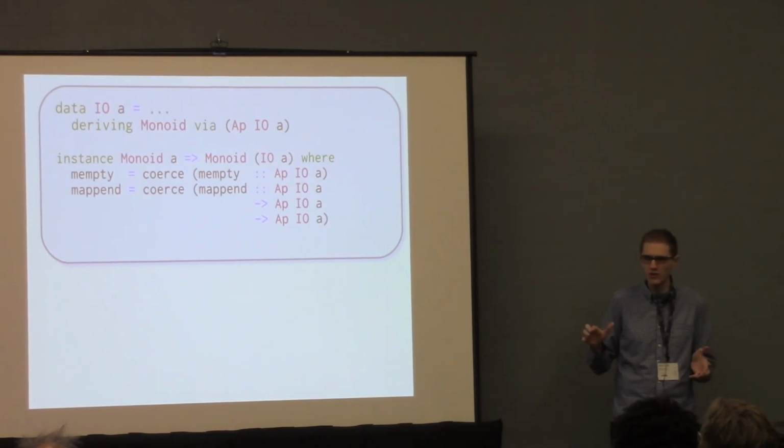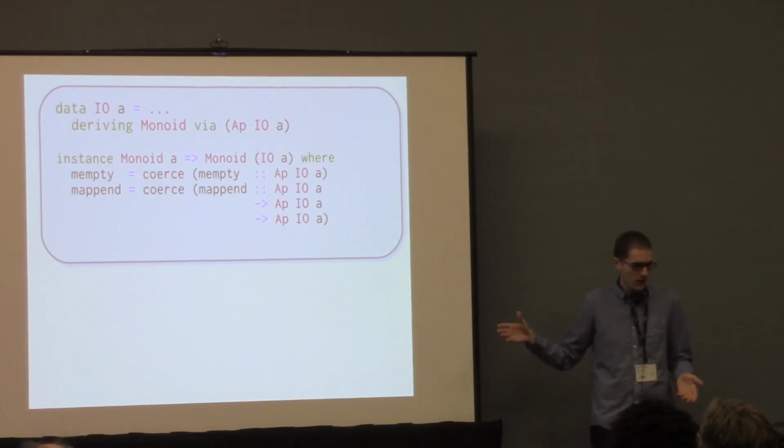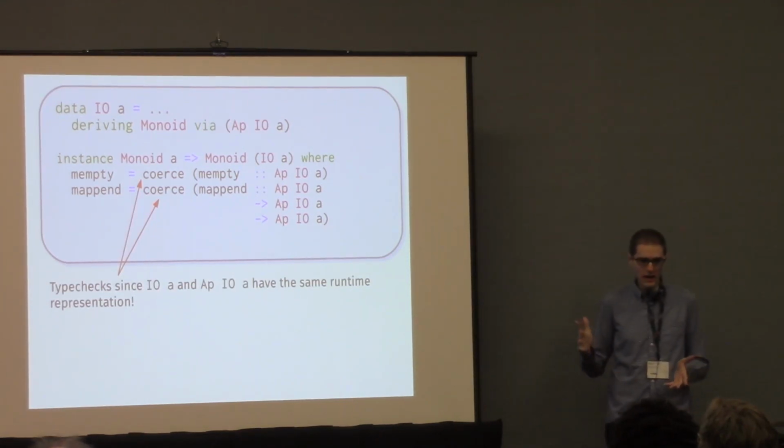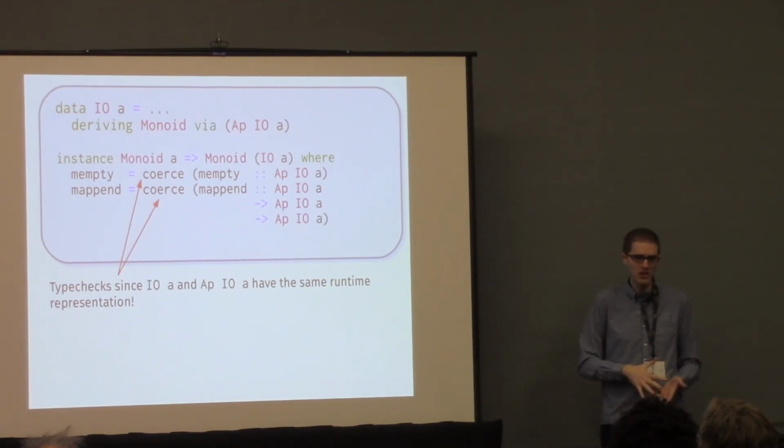Instead, all we have to do, when implementing mappend, is call mappend at the type after via, which is App IOA, and then use coerce to cast that to the appropriate type for the Monoid IOA instance. So for mempty it would be IOA, and for mappend it would be IOA to IOA to IOA. And note that the reason this works is because we have Coercible evidence that IOA and App IOA have the same runtime representation, since App IOA is a newtype around IOA.